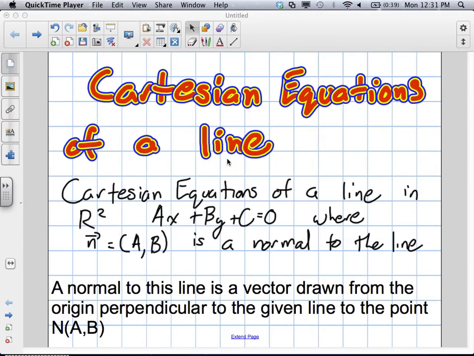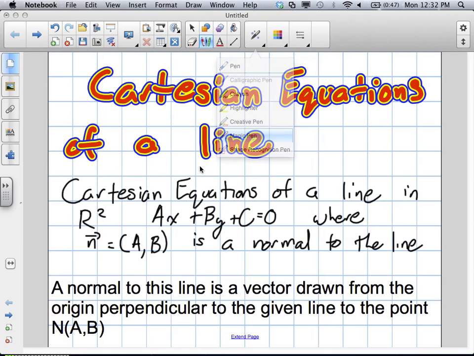Okay, Cartesian equations of a line. Okay, so we've given you another form. In the last lesson we talked about parametric form and vector forms of the equation. This is a third form of the equation called the Cartesian form. The Cartesian equations of a line in R2, again we're talking about just two-dimensional space, is this equation here.